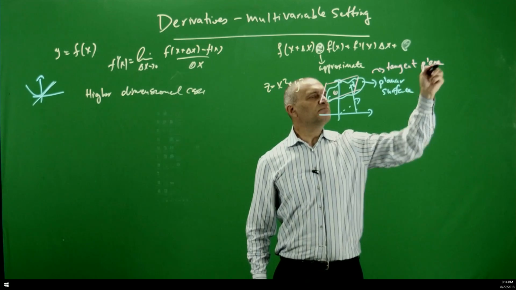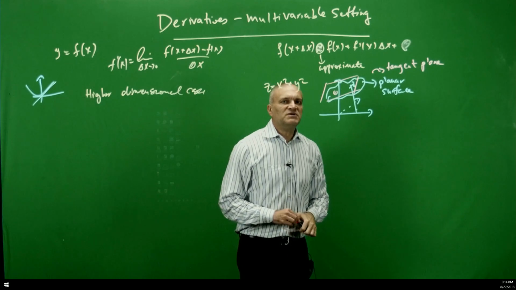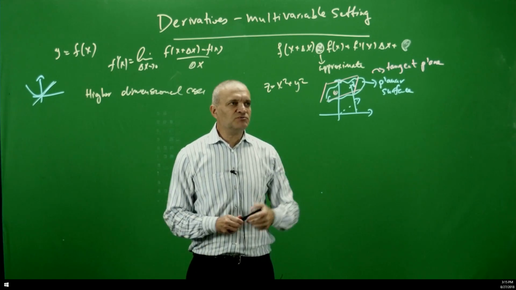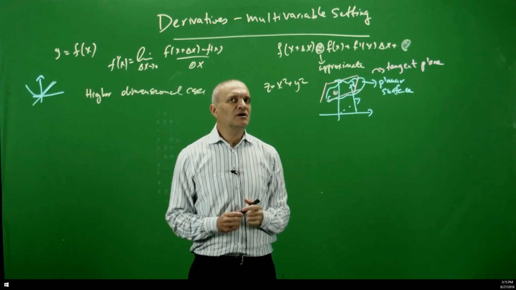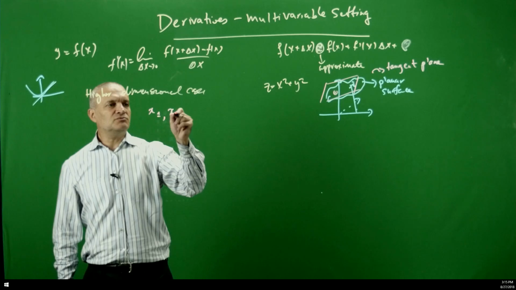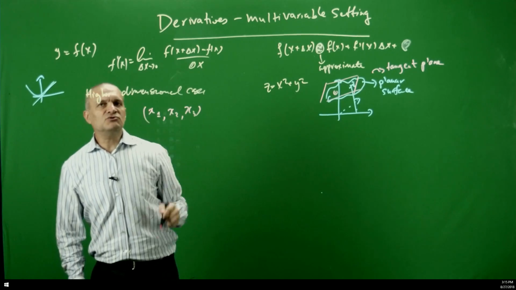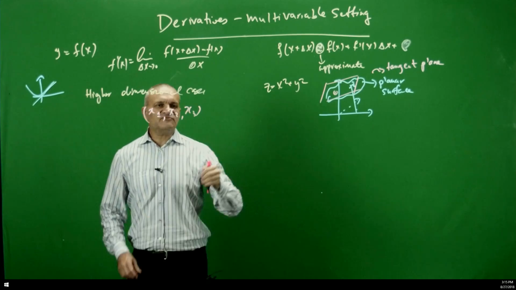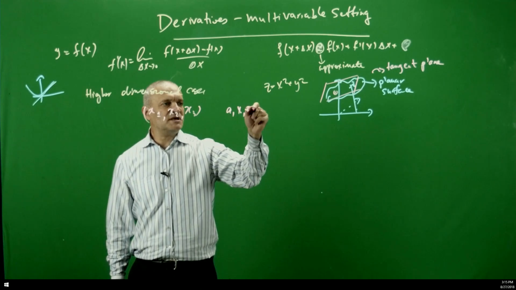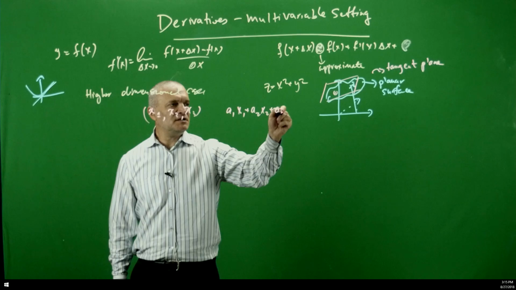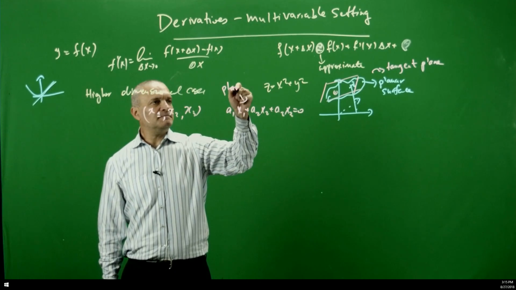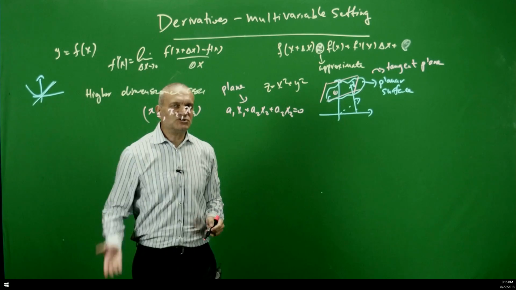Now, how do we define a plane? We have to define a plane with one equation because we have a three-dimensional space. So let's say we have x1, x2, x3. You can define a plane with one equation. So let's say you have a1 x1 plus a2 x2 plus a3 x3 equals 0. This is going to be the definition of a plane. This is the equation of a plane.